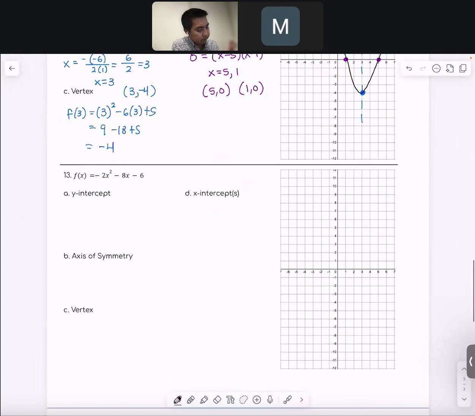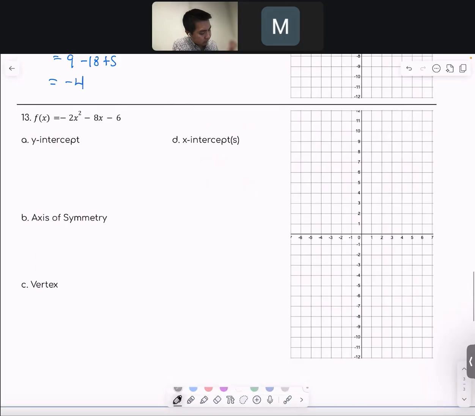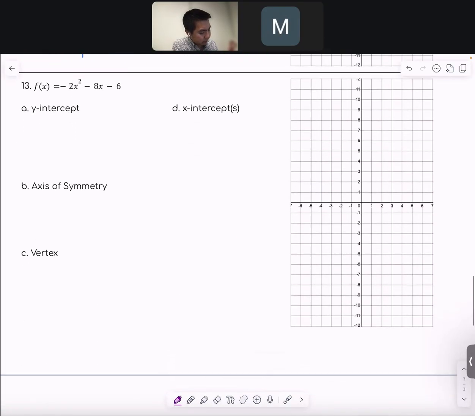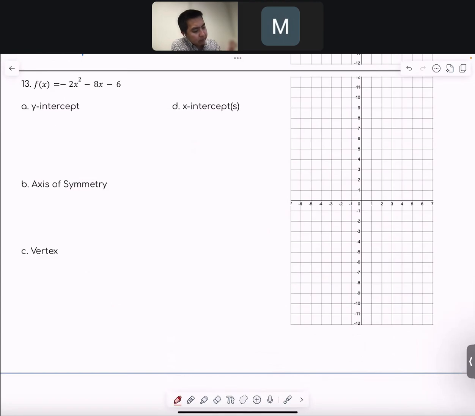The next one, now for this one, y-intercept, I'll try to color coordinate the same. Again, this is where you set x equal to 0, so plug 0 into your function. Negative 6. So 0 comma negative 6, that is your y-intercept.